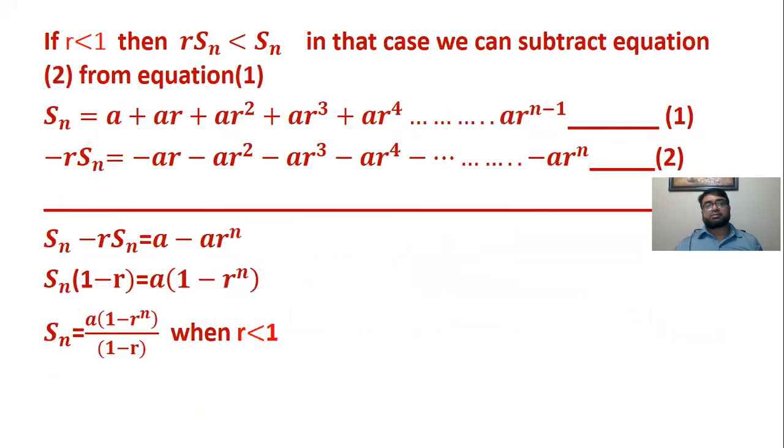Similarly, if r is less than 1, it is the same thing, but rSn would be less than Sn. In that case, we will just subtract equation 2 from equation 1. The same thing will happen, terms just cancel out. The cancellation would be almost the same way, but a and here negative ar to the power n will be remaining. From that, we achieve the formula where r is less than 1.